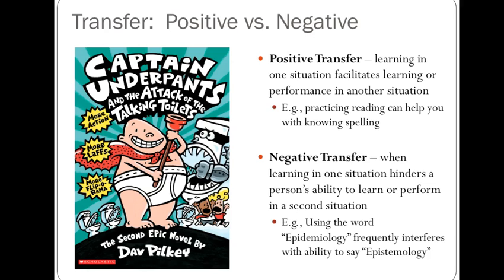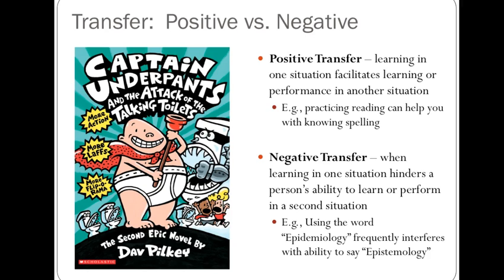Positive transfer means that when you're learning about something in one situation, it helps to facilitate your understanding or your performance in another situation. So even though reading and spelling are pretty different skills, knowing reading, or being able to decode words, can actually help you with the process of encoding words, which is spelling, right? Having all of those letter sounds and being able to blend them also helps you to pull apart those sounds in order to form words.